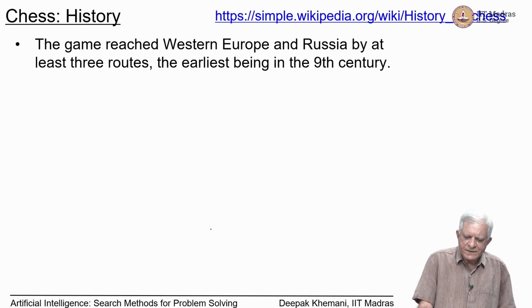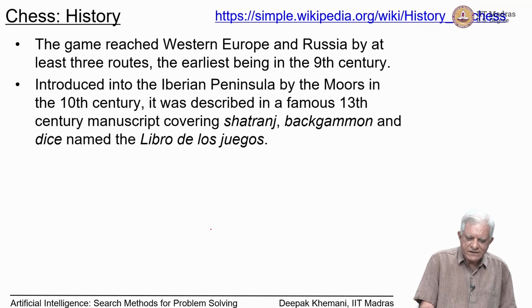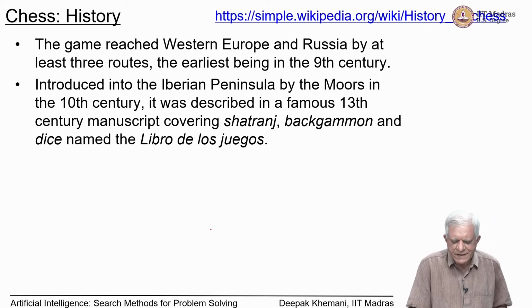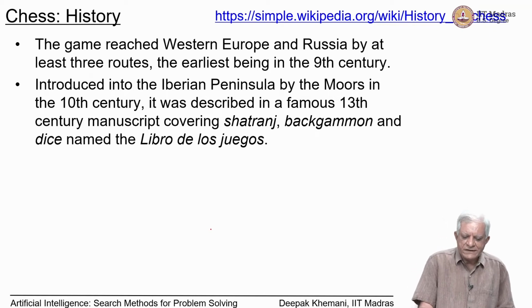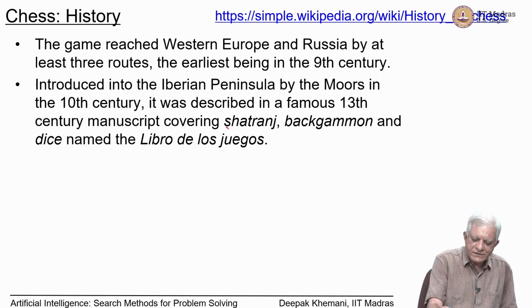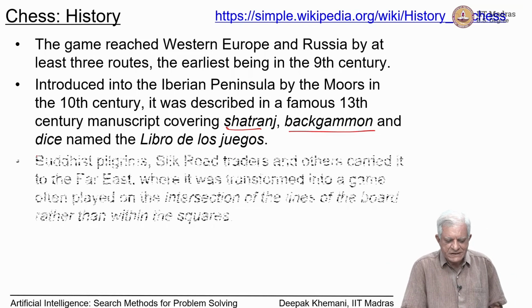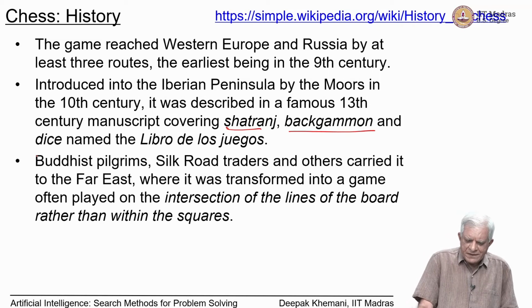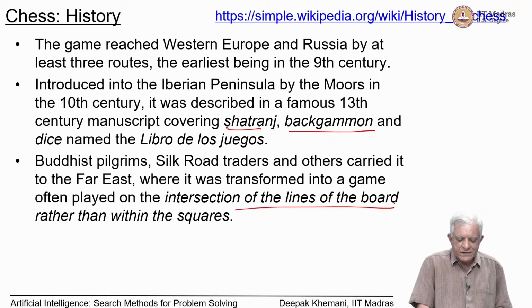Then the game reached Western Europe and Russia by at least 3 routes, around the 9th century, and it was introduced into the Iberian Peninsula, which is the Spanish region, by Moors in the 10th century. It was described in a famous 13th century manuscript covering Satranj, Backgammon and dice. So, this manuscript talked about these games which were popular in the 13th century. Buddhist pilgrims, Silk Road traders and others carried it to the far east. So, it went to Europe, and from there it went to the east, where it was transformed into a game often played on the intersection of lines of the board, rather than within the square.